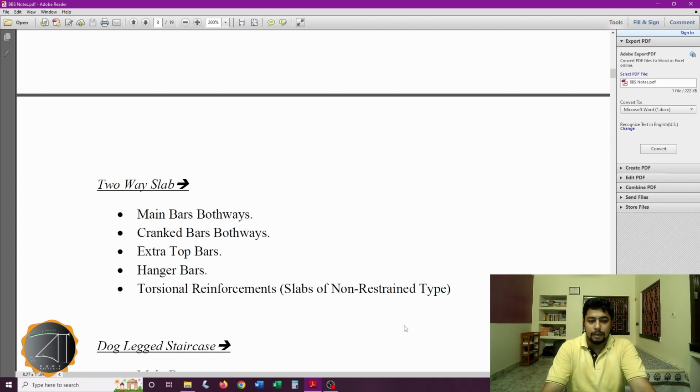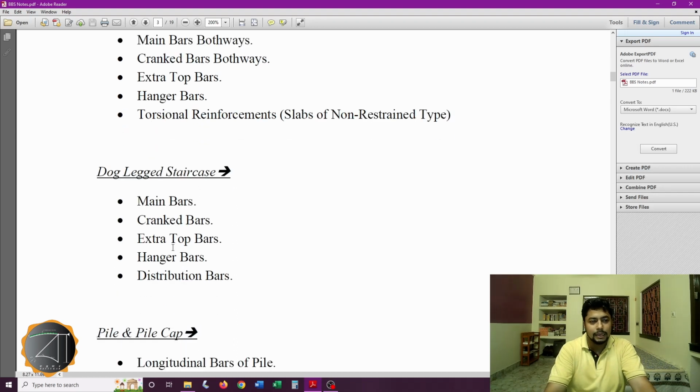Then comes the two-way slab. There will be main bars in both ways because it's a two-way slab. There will be crank bars in both ways because main bars will be alternately cranked, plus extra top bars and hanger bars as we have already discussed where required, and torsional reinforcement obviously for slabs of non-restraint type. Then comes the dogleg staircase. In the staircase we'll be giving main bars, crank bars, extra top bars, hanger bars and distribution bars.